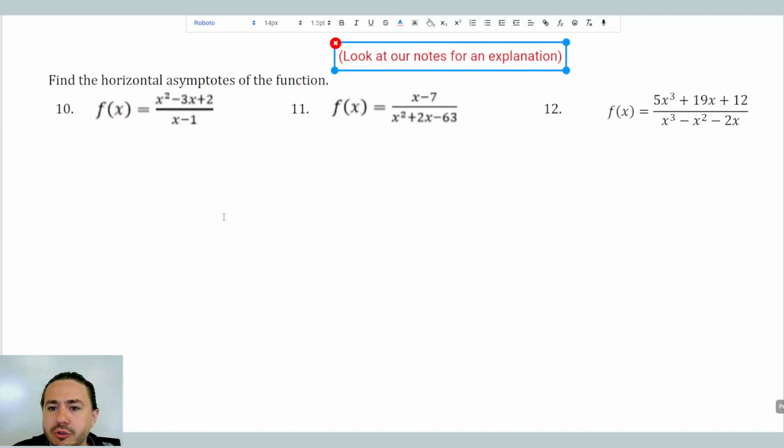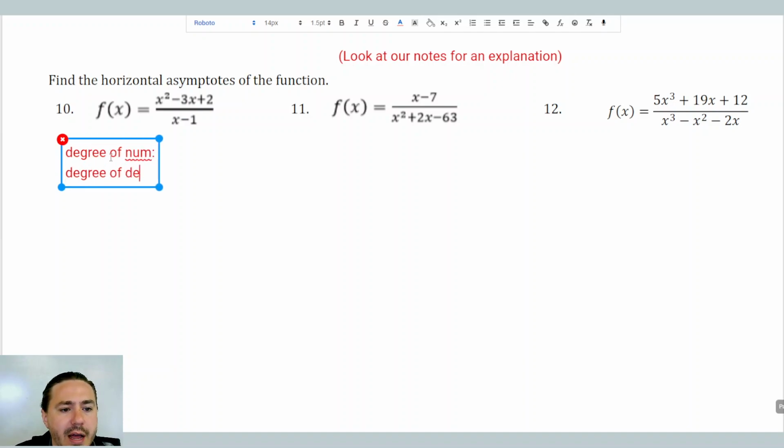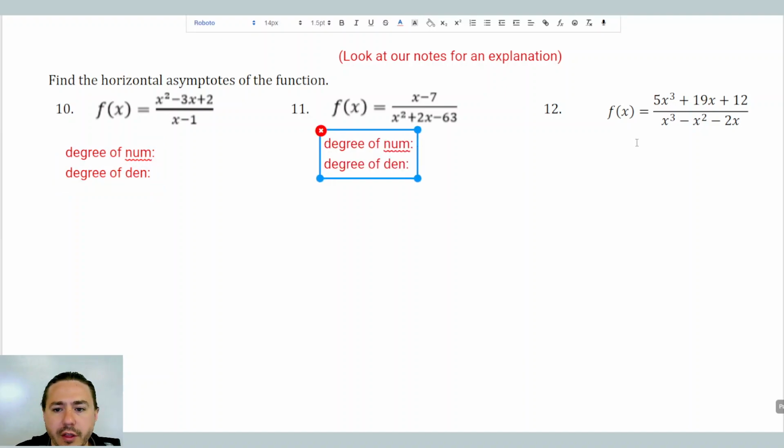So the short version here is what we want to do is look at the degree of each of the polynomials. So here we've got 2 and 1, okay? Here we've got 1 and 2. Here we've got 3 and 3. And depending on which one's bigger, the numerator's or the denominator's degree, we will determine what the horizontal asymptote is. So I'm just going to make a little template here and say the degree of the numerator and the degree of the denominator. And I'm going to have to make a note of that for each one of these.